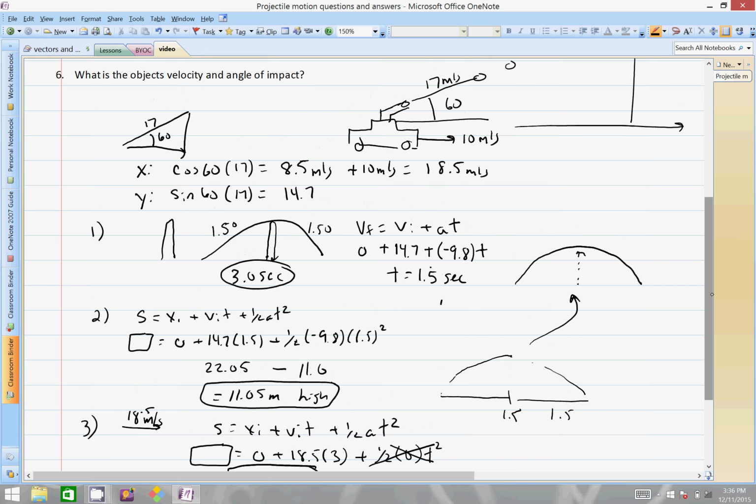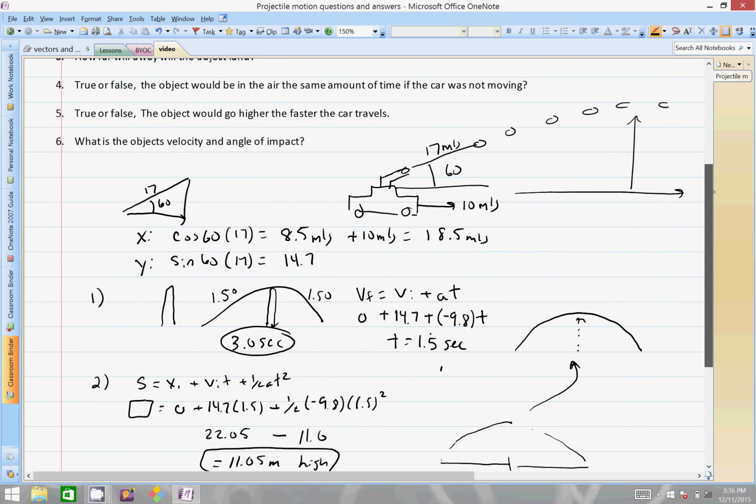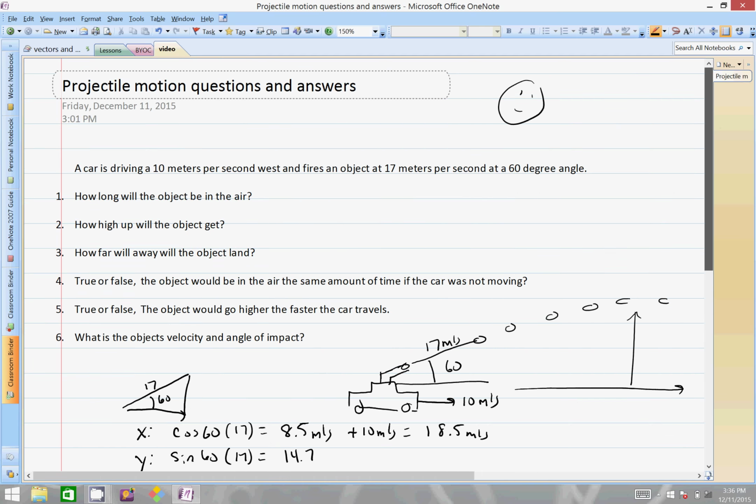So the next question, number 4, says true or false: the object would be in the air the same amount of time if the car is not moving. That is true. The time in the air is controlled by the y component, and the car is only moving in the x component. So these two are not affected by each other.